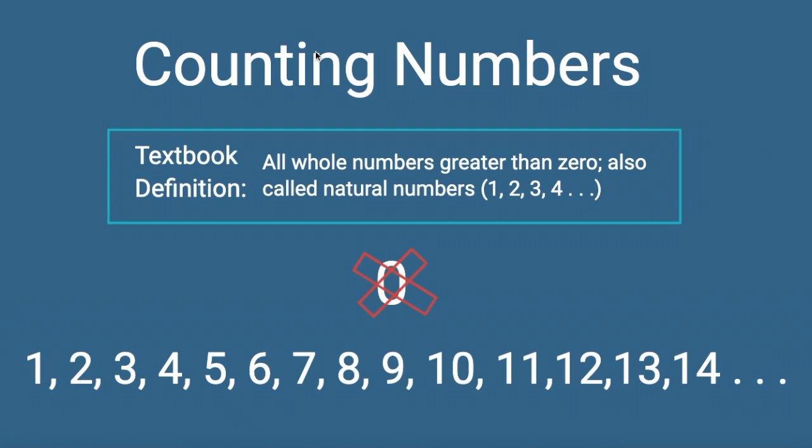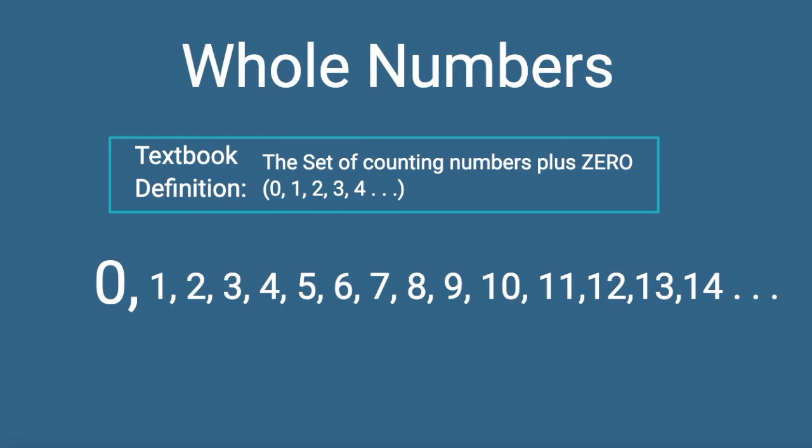In more advanced math, the term we usually use is actually natural numbers. And this would include all the numbers that we usually count with, hence the term counting: 1, 2, 3, 4, 5, 6, and up until infinity. But the only thing with this is that it's everything but 0. Whole numbers are the set of counting numbers plus 0. So that would be the same thing, but also with 0.